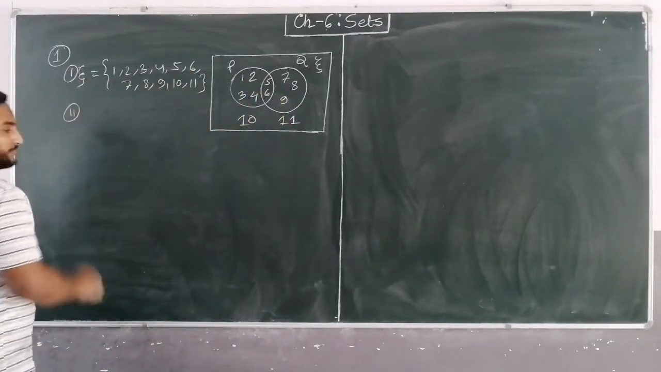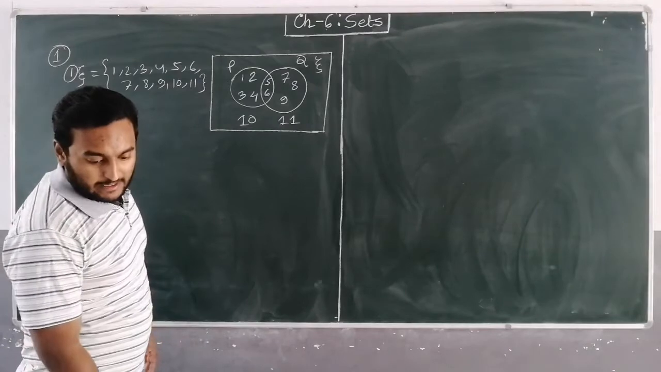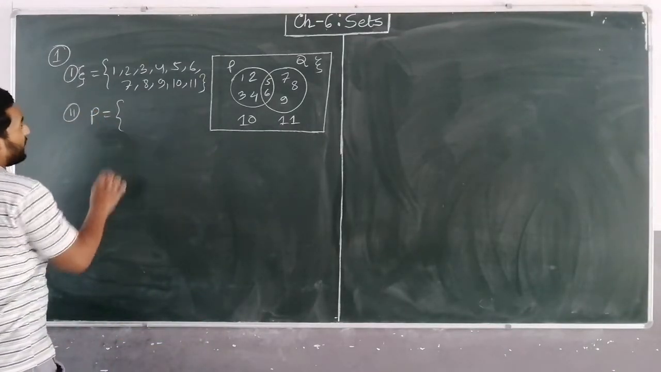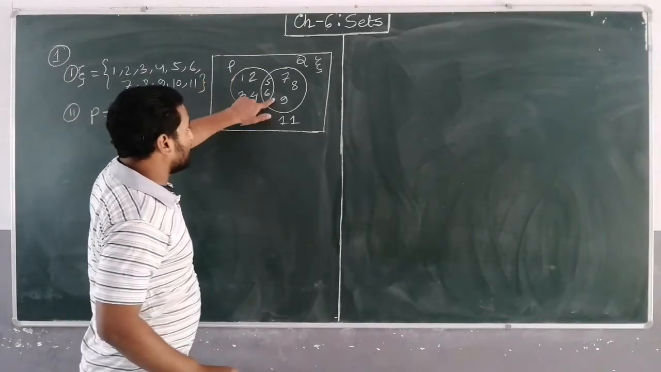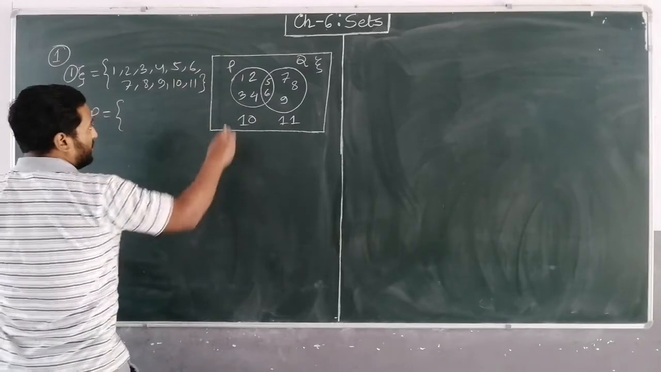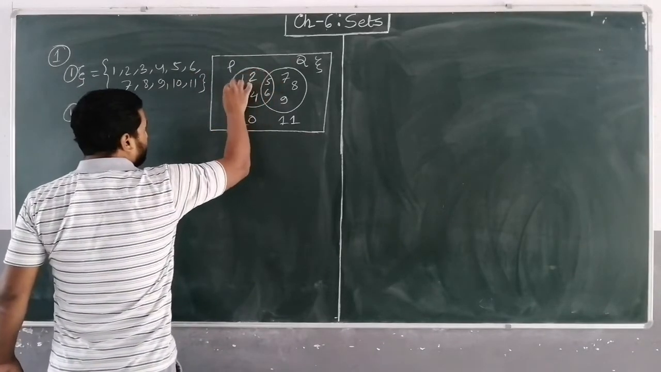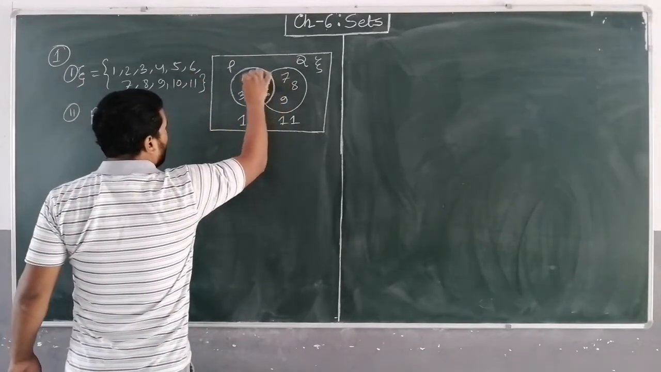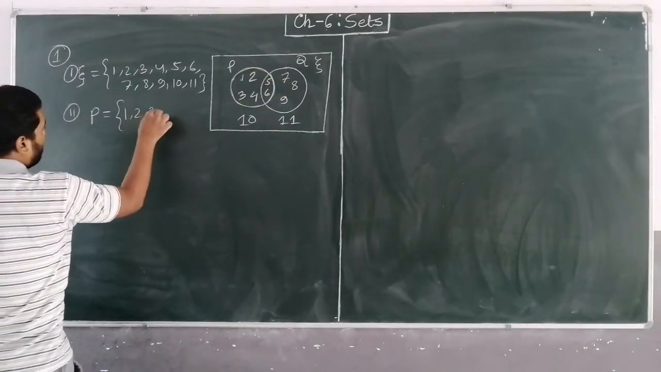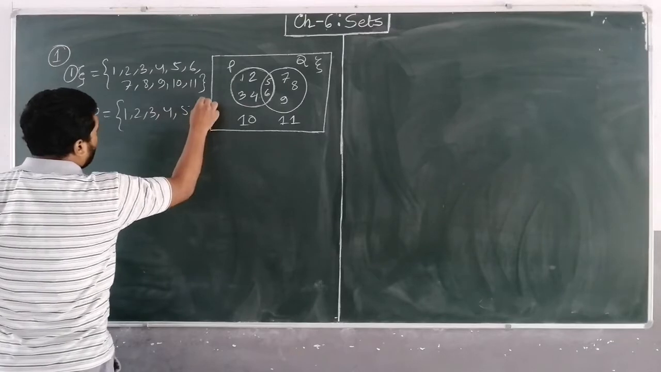Now second part. It is given that P. You have to write the elements of P. So inside this circle, the elements you have to write. This circle is the set P. So 1, 2, 3, 4, 5 and 6.